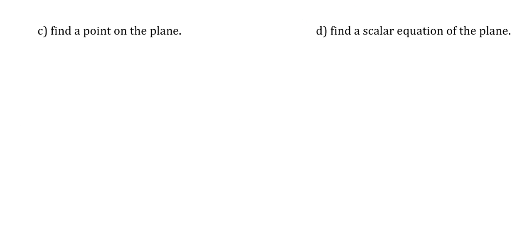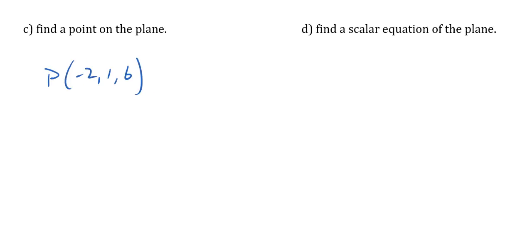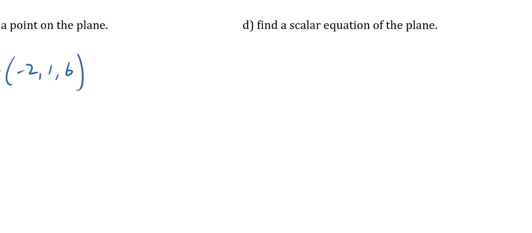Find a point on the plane. Anybody have an idea for this one? It's tricky. Yeah, just use the point that's there, very good, which is negative 2, 1, 6, just from vector form. And then find the scalar again. So go ahead and do this. I'm going to give you a minute to do that. But again, this is something that's relatively easy now that we have the information that we need.